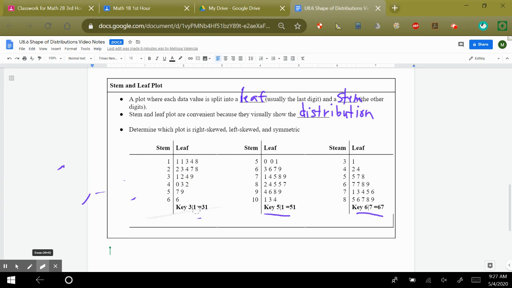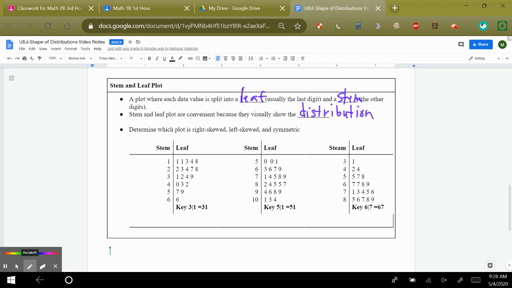If I went to the next one, I would have 22, because the beginning numbers are going to be a 2, and then a 23, and then a 24, etc. Okay. So we need to determine, because there's one of each, which one is symmetric, which one is left, and which one is right. Pause the video and see if you can decide for yourself, but this is what we have.